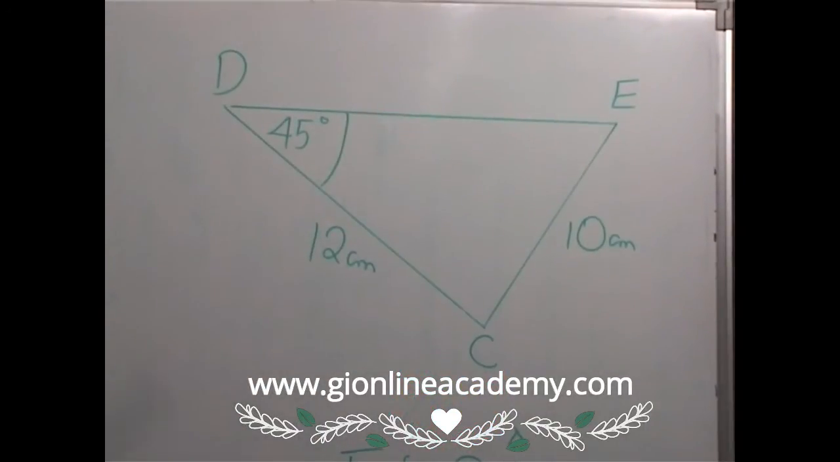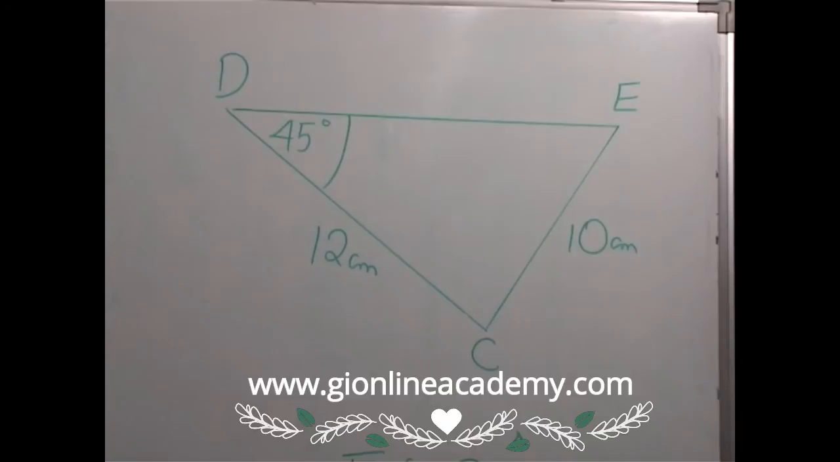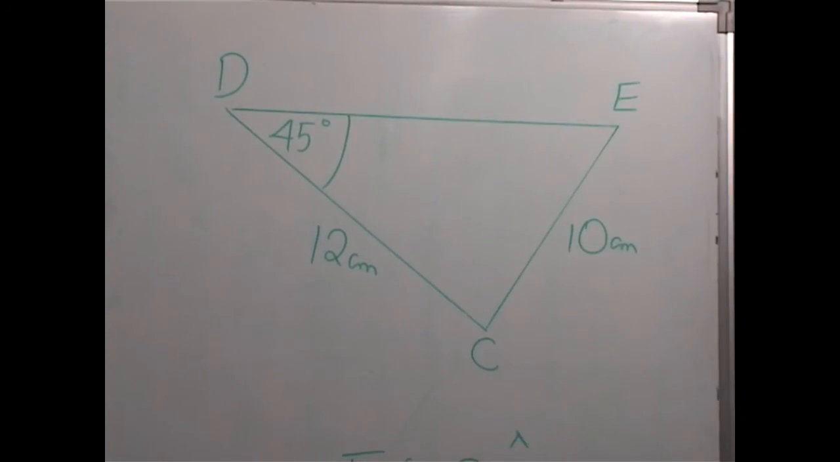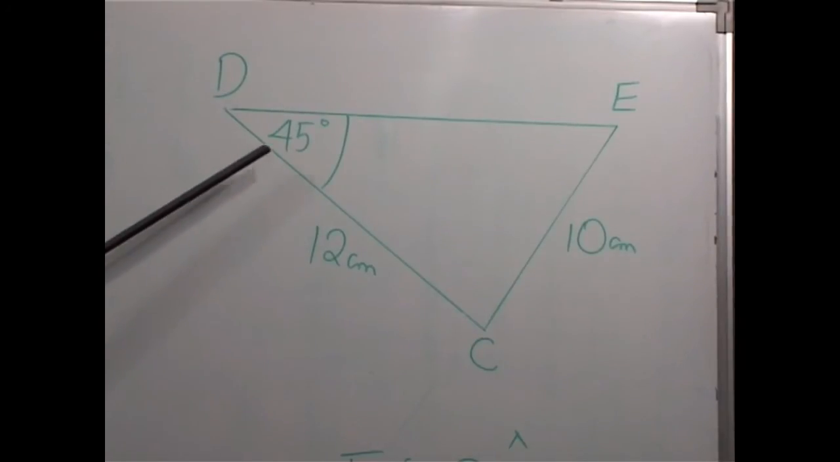Let's move on to another example where now we are going to use the sine rule to find the size of an angle. Now, let's look at our second example, in which we have been given a triangle DEC with DC as 12 centimeters, CE is 10 centimeters, and the angle at D is 45 degrees. We are required to find the size of the angle DEC.